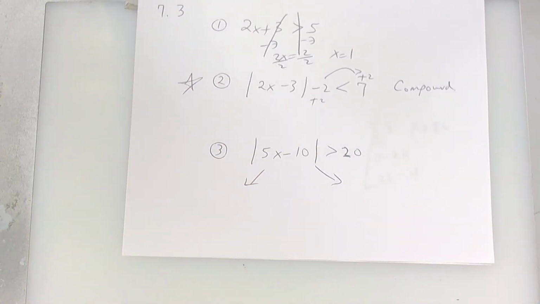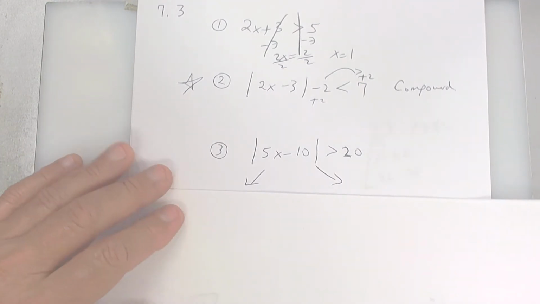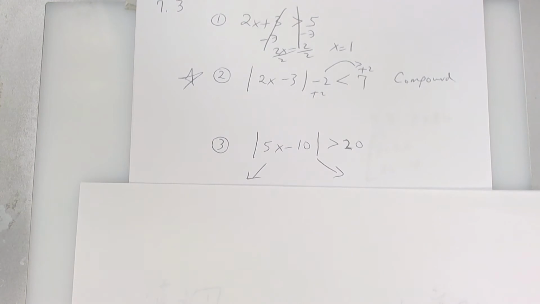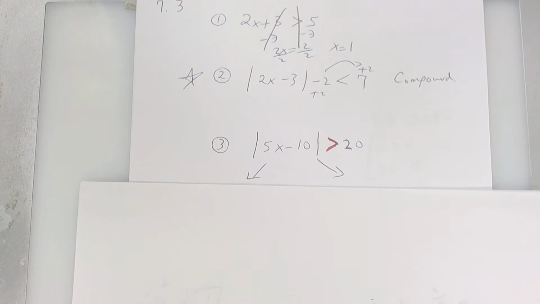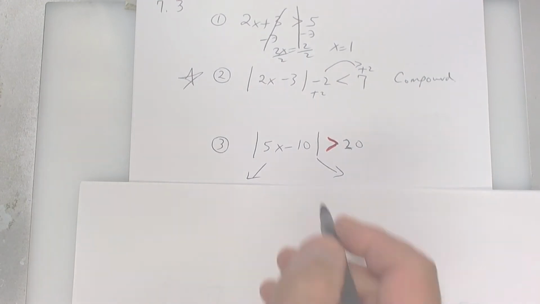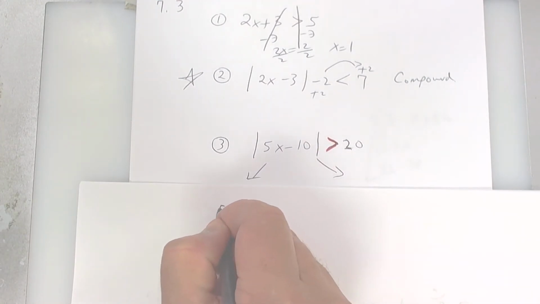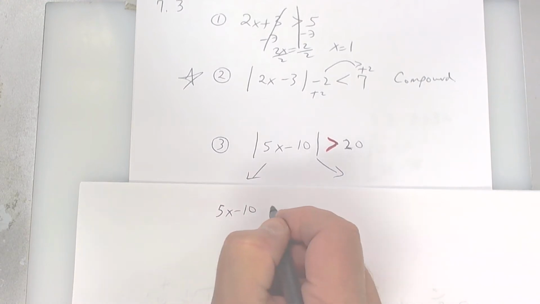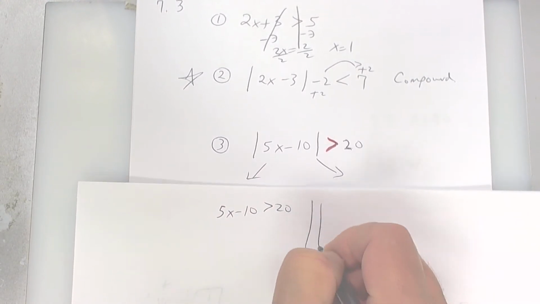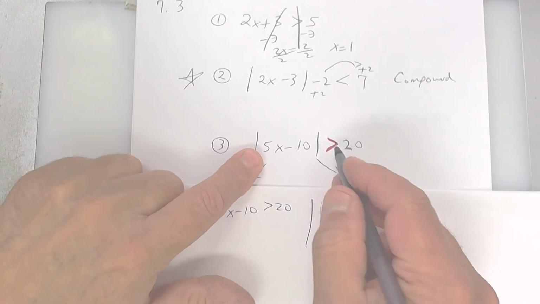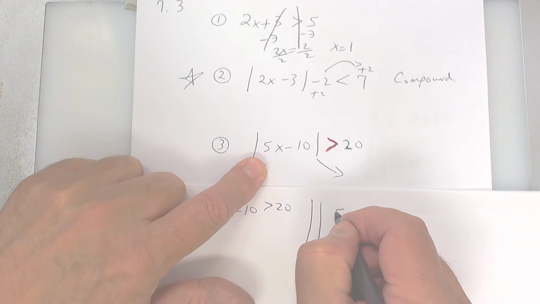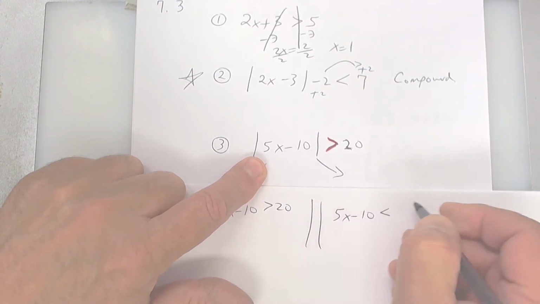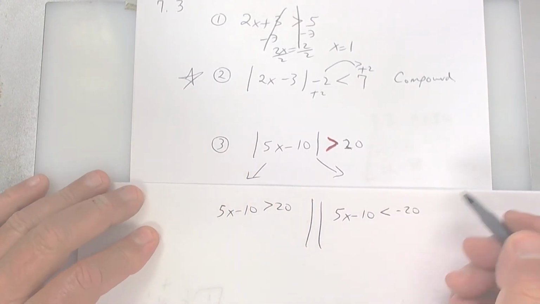The next one here, however, points away from the inequality. Okay, notice that this absolute value here is pointing away. So you got two possibilities. This one's pointing away. So the first one is going to be just drop the absolute value. So you're going to say 5x minus 10 is greater than 20. That's your first one. Your second one, you're going to switch this and write and change this. So you're going to put 5x minus 10 is less than a negative 20, and then you work it out.